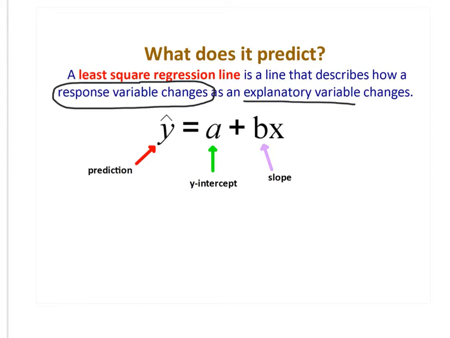So if we break down the equation a little bit, y hat is my prediction, so I'm predicting my y's, or my response variable, and I'm substituting in different x's, or different explanatory variables. So for least squares regression lines, a is my y-intercept, and b is going to be my slope. That's a little bit different than Algebra 1. In Algebra 1, b was the y-intercept, and in stats, a is going to be the y-intercept. So make sure you get this diagram down.